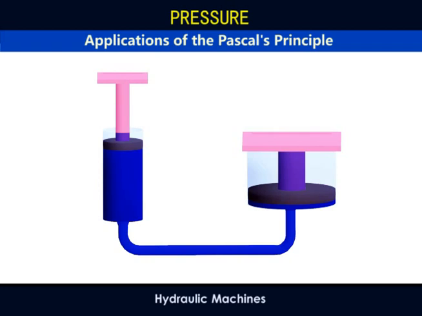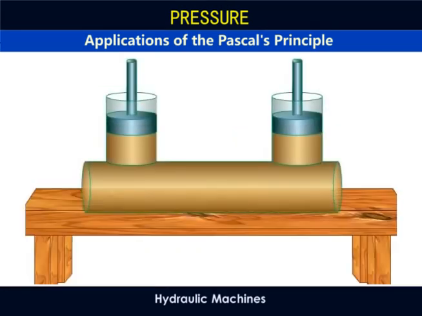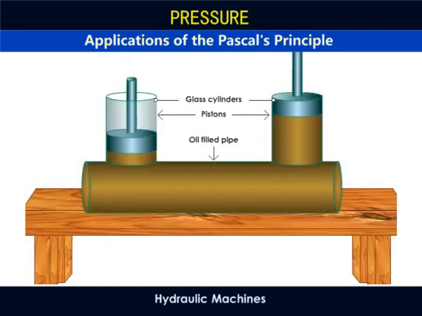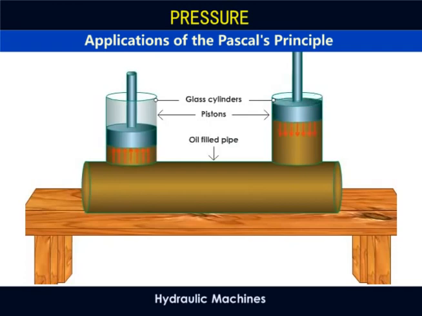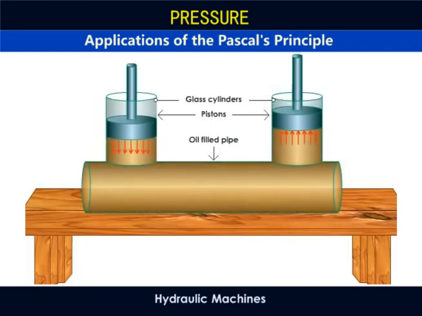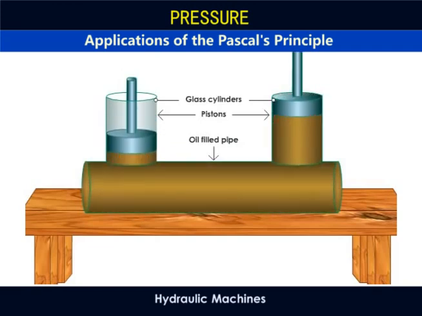An incompressible liquid, generally oil, is used. This is a simple hydraulic system. Two pistons are fitted into two glass cylinders filled with oil and connected to one another with an oil-filled pipe. If you apply a downward force on one of the pistons, then the pressure is transmitted to the second piston through the oil in the pipe. Since oil is incompressible, no pressure is lost, so most of the applied force appears on the second piston.